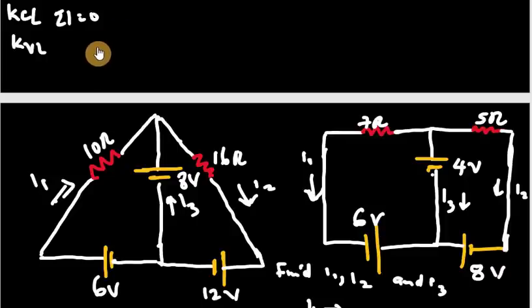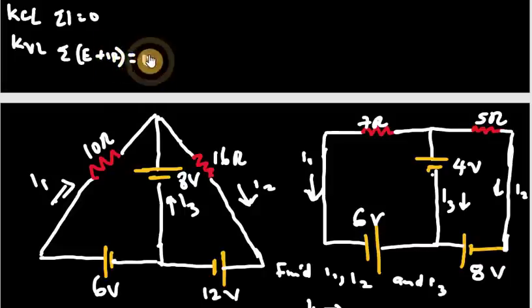Kirchhoff's voltage law states that the sum of the EMF in a circuit and the potential drop across the circuit elements, across the resistors, should equal what? 0. We shall be making use of these two laws to find the values of I1, I2, and what? I3. And for us to do this, we have stated some sign conventions.